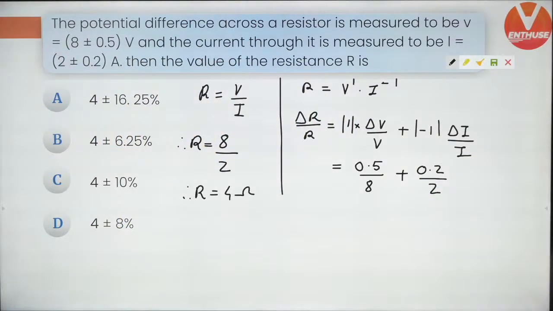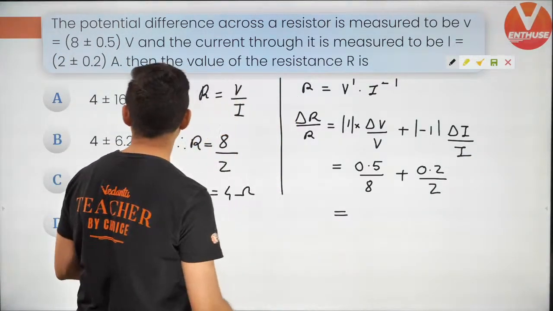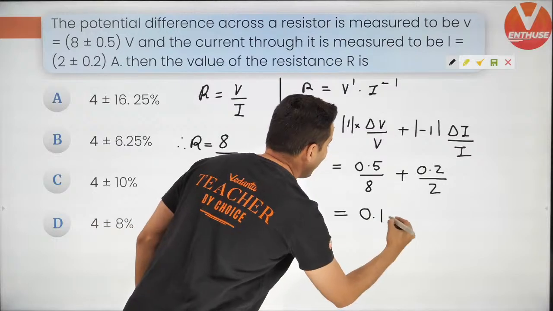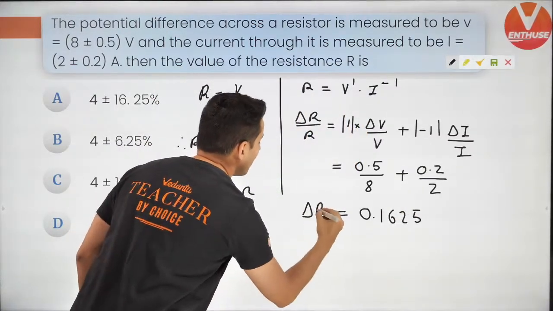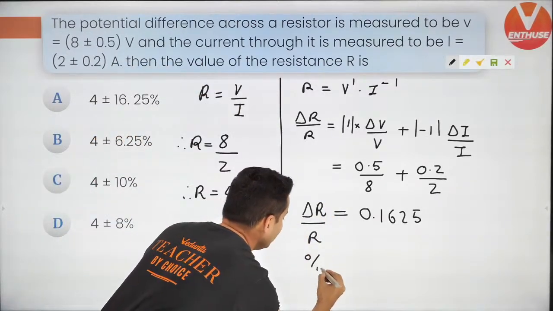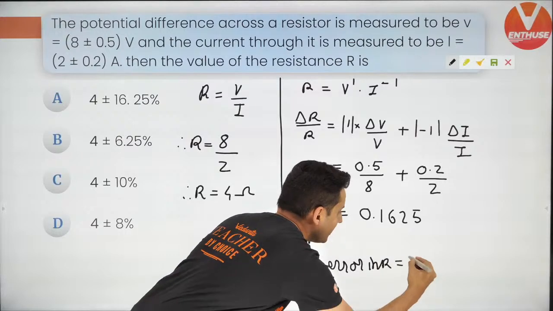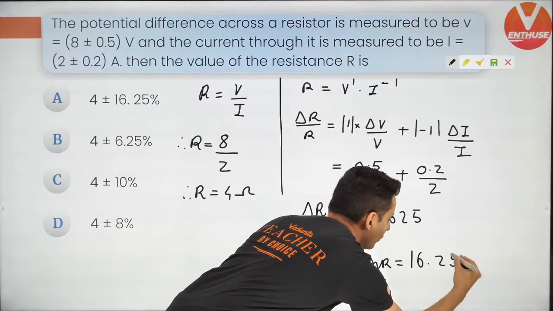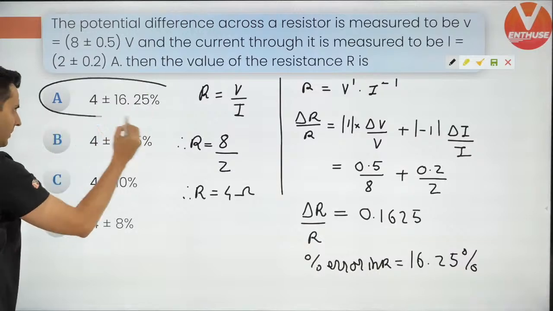See this, guys. See if you are understanding this. Alright. So now when you solve that, what are you going to get? I think you are going to get 0.1625. So that is the relative error in resistance. So the percentage error in resistance is 16.25%. Keep this in mind. So hence, this is the answer.